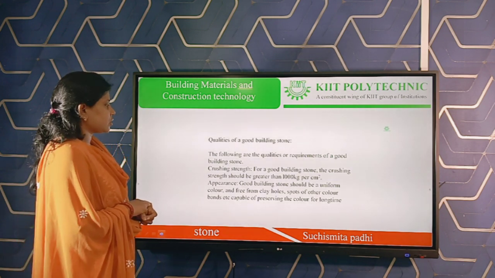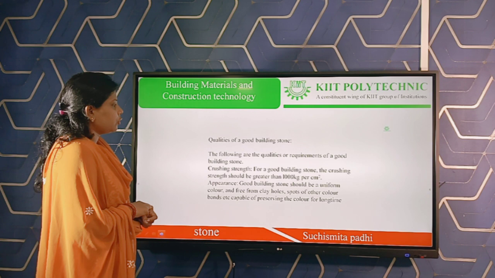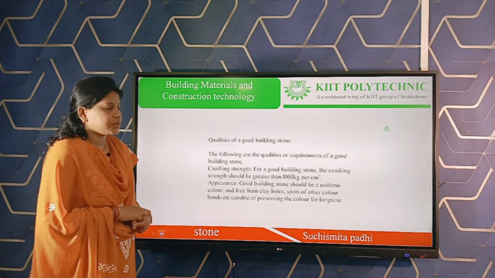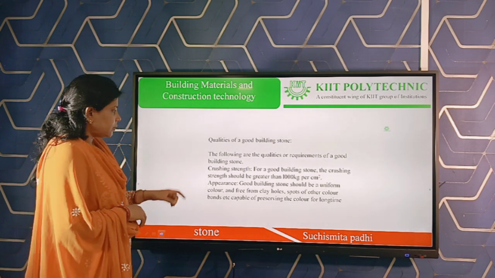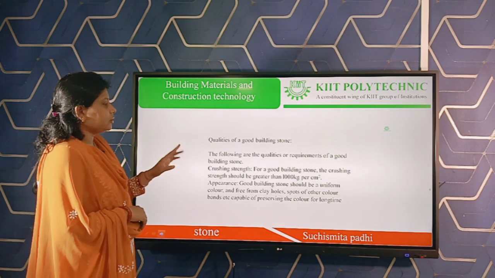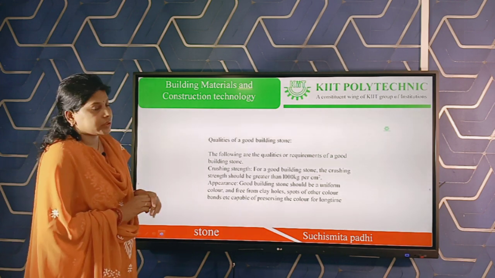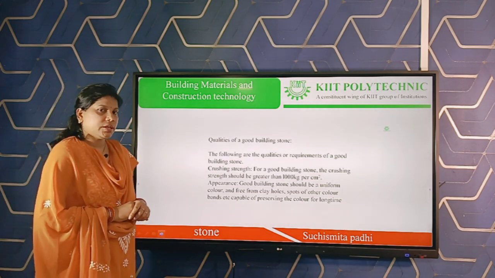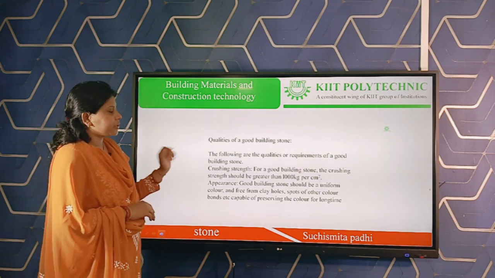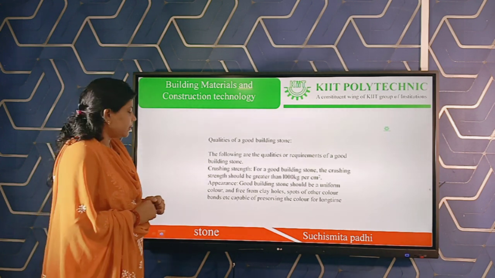The first one is crushing strength. For a good building stone, the crushing strength should be greater than 1000 kg per centimeter square. This is a specific value. It should not be less than 1000. If it is less than 1000, then we can't use that stone as a structural material.